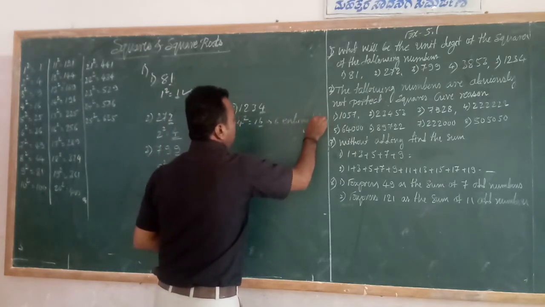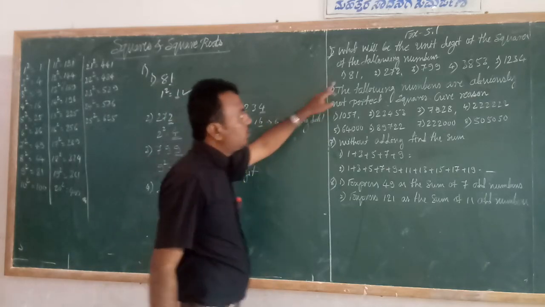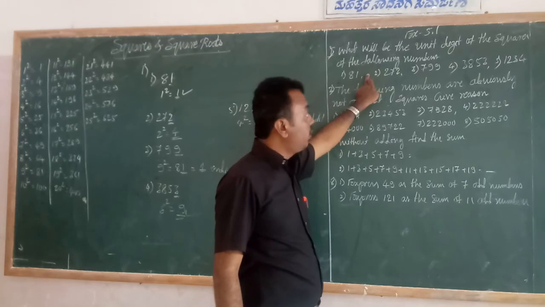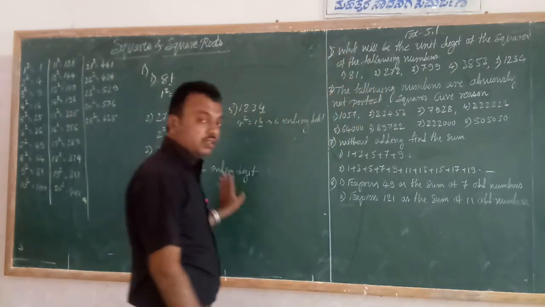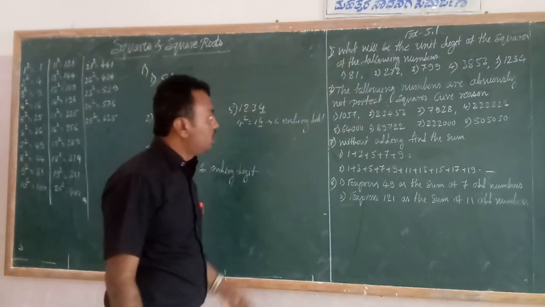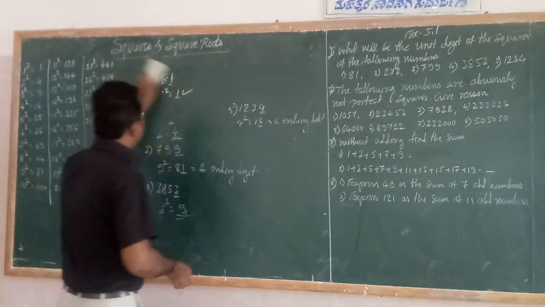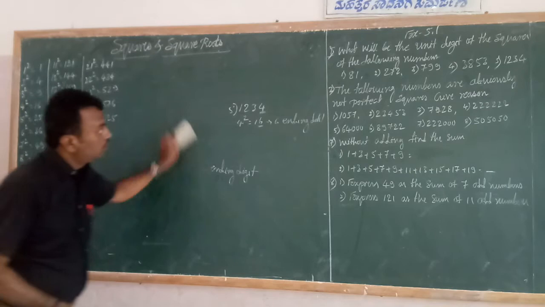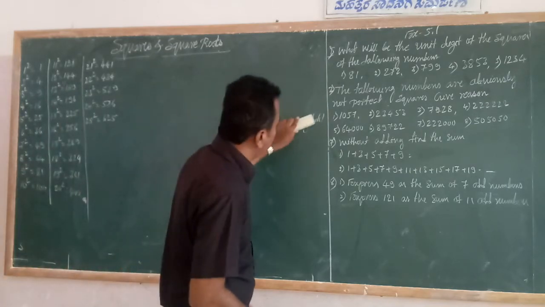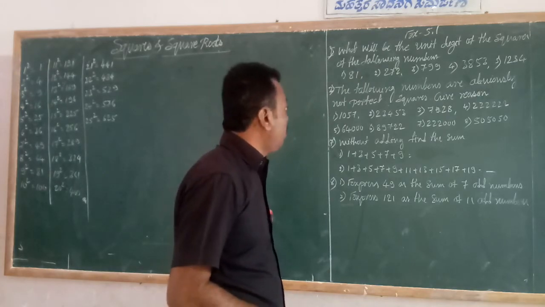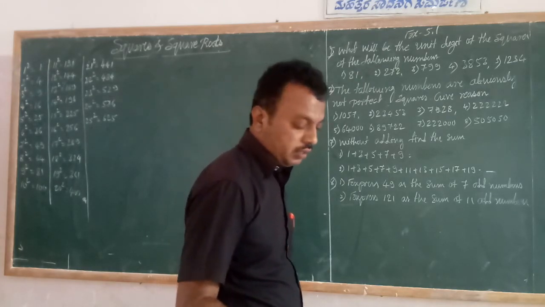Understood? So like this, we have to solve it. The remaining 4 or 5 questions are there in your textbook. You should solve them. Have you understood how to solve that? Yes. The next question, second question. The following numbers are obviously not perfect squares. Give reasons.